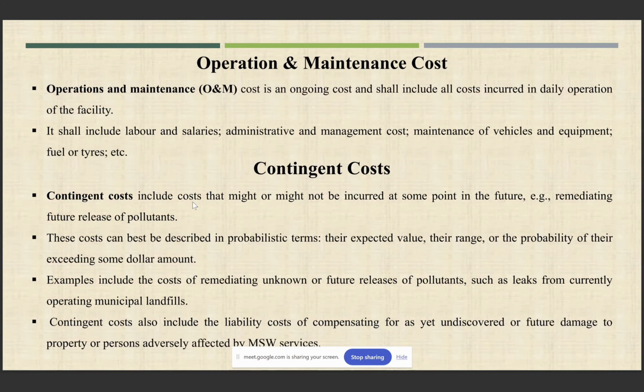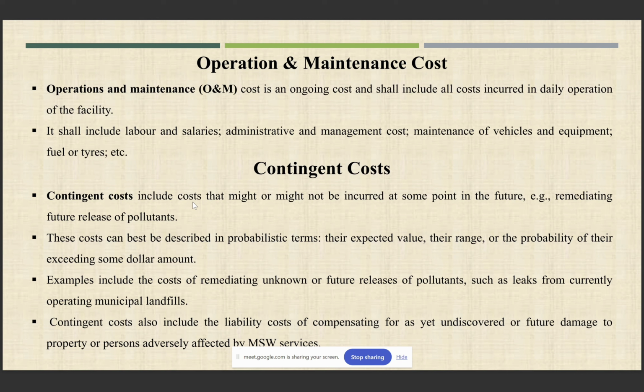Next is the operation and maintenance cost. This cost is something which takes place by daily operation of the various equipments in that facility. It shall include labor and salaries, administrative and management cost, maintenance of vehicles and equipments, fuels, tires, etc. So the overall cost which comes through daily working or daily activities taking place in that facility comes under operation and maintenance cost.